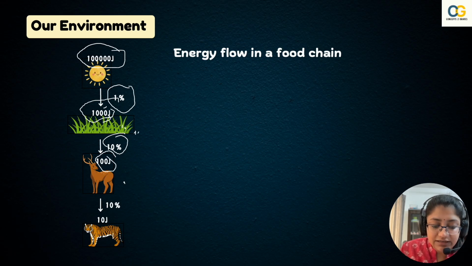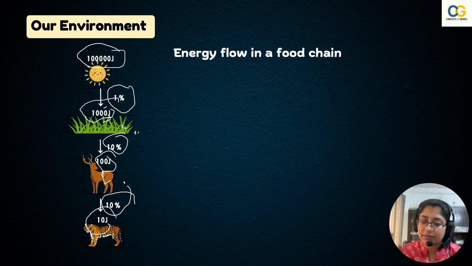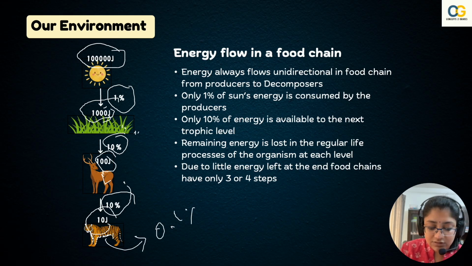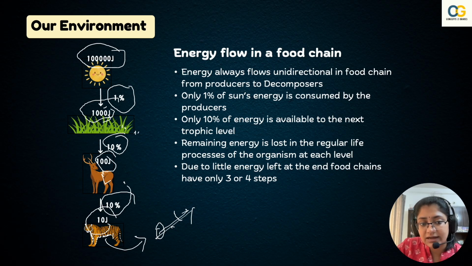And then if a tiger eats this deer, it gets only 10 joules of energy, which is 10% of that 100 joules. Where is the remaining energy going? It is going out in carrying out its regular life processes, right? So you need energy to move and maintain your body, etc. So only 10% of energy is left for the next trophic level. Due to this energy loss, there are only 3-4 steps in a food chain, and after that, there is no energy left for someone who is eating the tiger in this case, correct? It is just decomposed back into the soil.